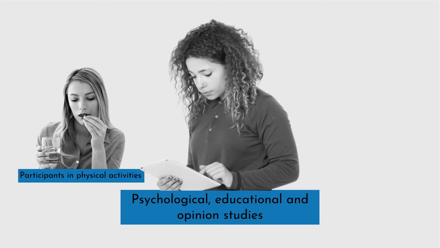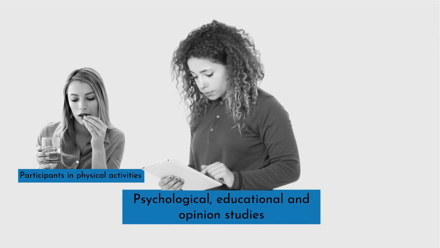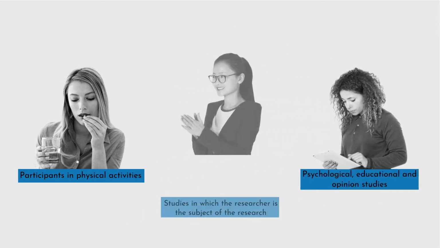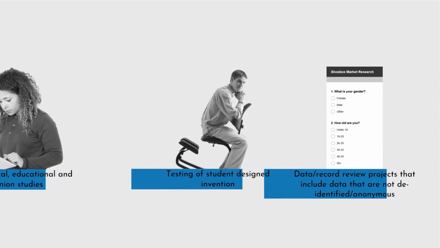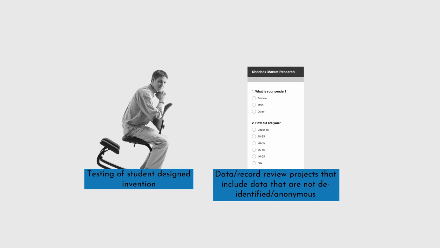Second, psychological, educational, and opinion studies such as surveys, questionnaires, and tests. Third, we have studies in which the researcher is the subject of the research. Fourth is the testing of student-designed invention, prototype, or computer application by human participants other than the student researcher. Fifth, we have data or record review projects that include data that are not de-identified or are anonymous, such as dataset that includes name, birthday, phone number, or other identifying variables.